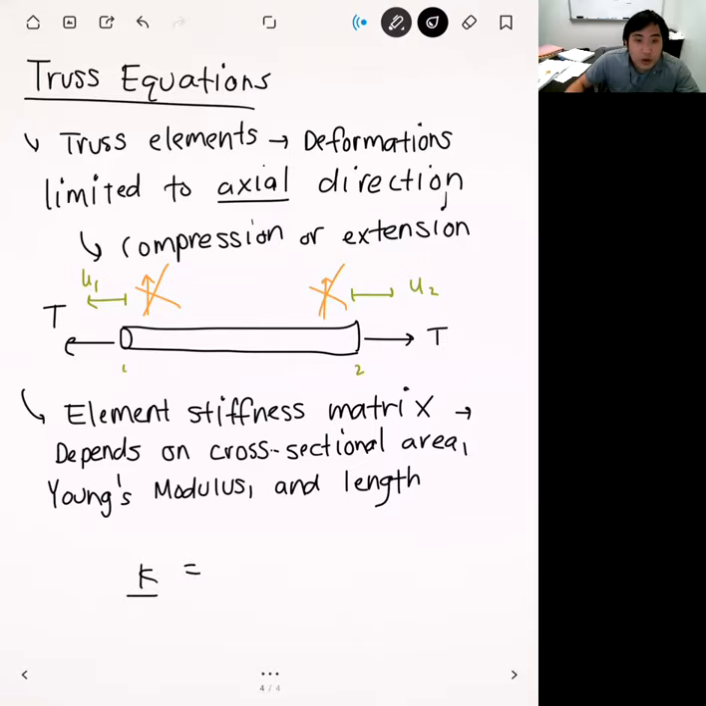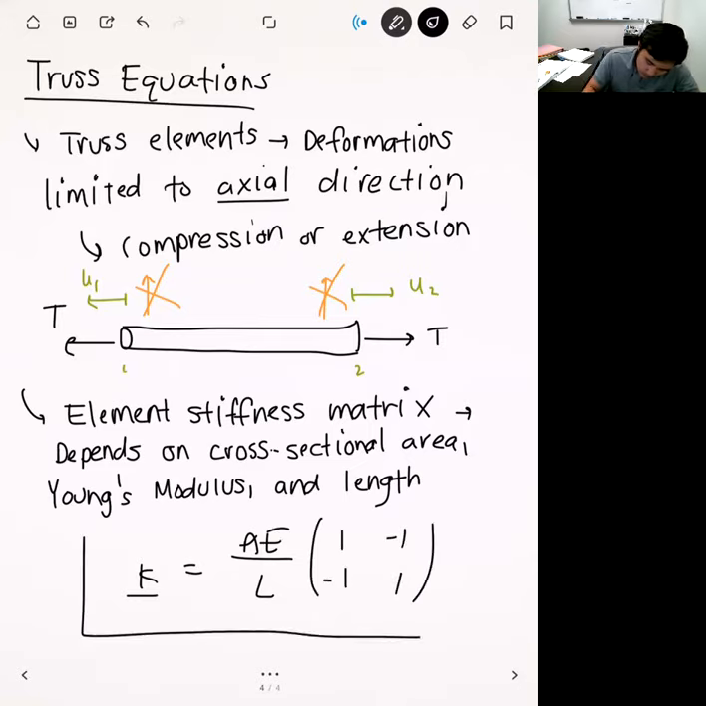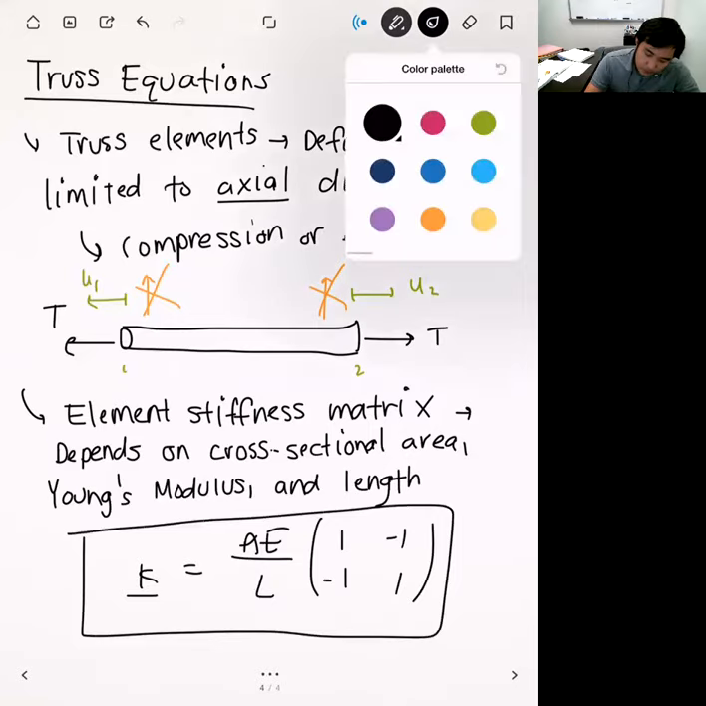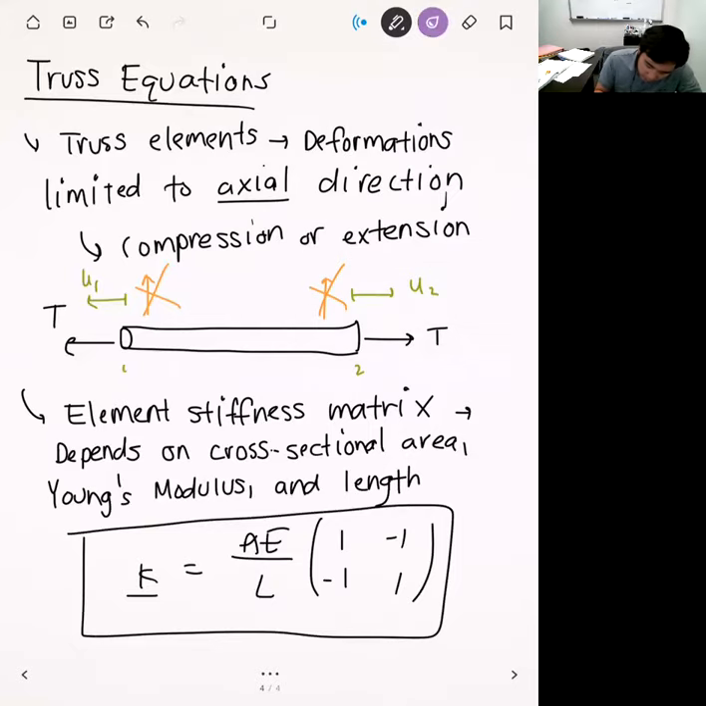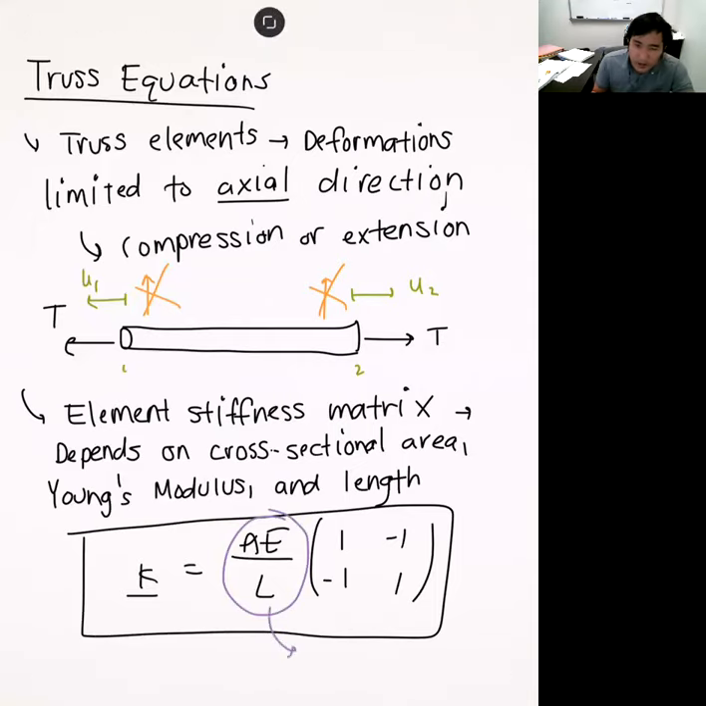All right, and so its expression is given by the following. For a 1D truss, the element stiffness matrix is going to be AE over L times [1, -1; -1, 1]. Where this quantity out in front, AE over L, sometimes people call the effective spring constant of a truss element.